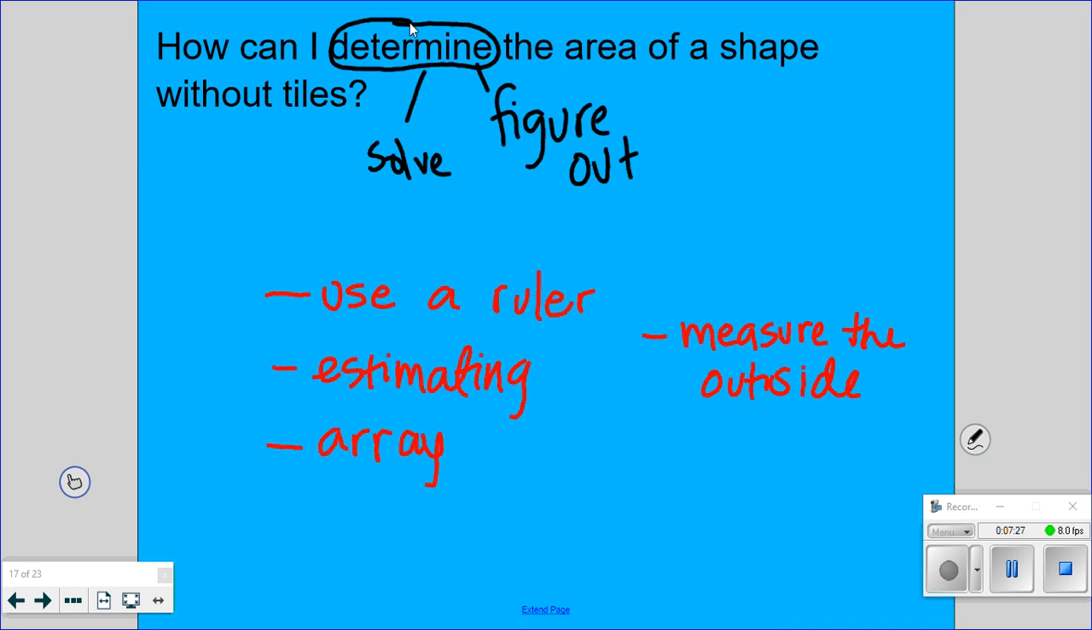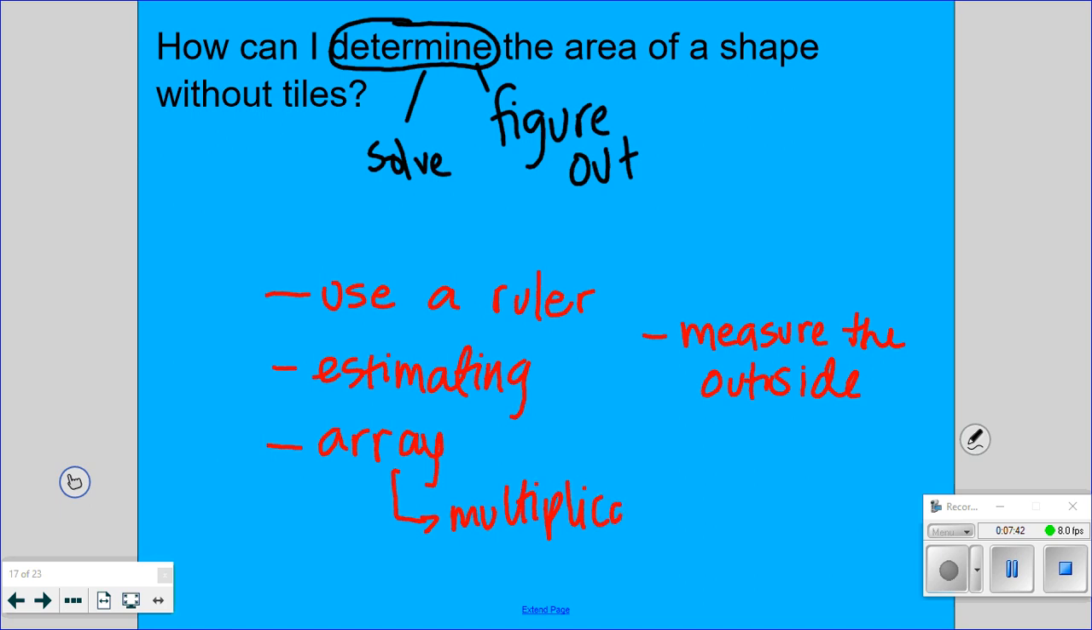There was 2 feet, 2 feet. 2 feet is the length, 2 feet is the width. So this sounds similar to what Michael was saying. Make an array, and then we can use multiplication. Is that what you're thinking?